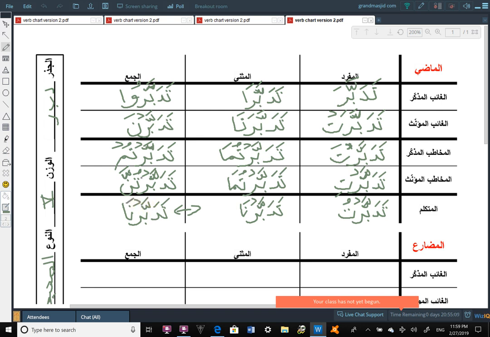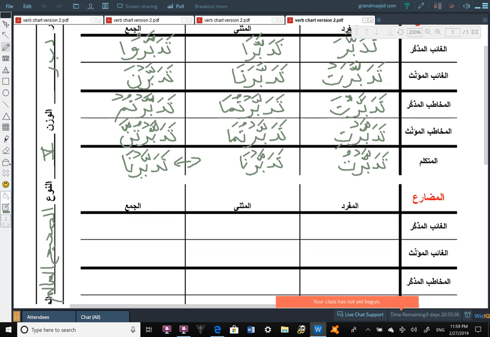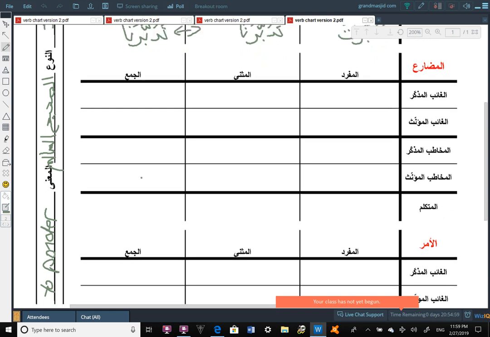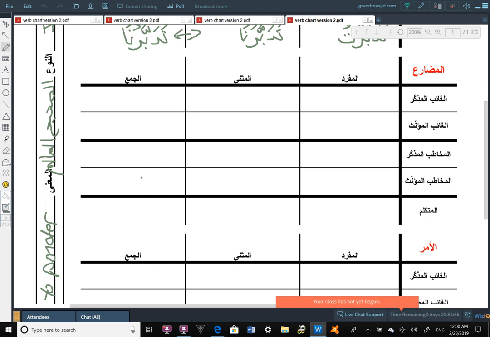That's your past tense. For your mudari', we're going to add the present tense letter and a fatḥa. Form 1, we add the present tense letter and a fatḥa. Forms 2, 3, and 4, we add the present tense letter and a ḍamma. Now we're back to adding a fatḥa. Form 5, present tense letter and a fatḥa. So, yatadabbaru.